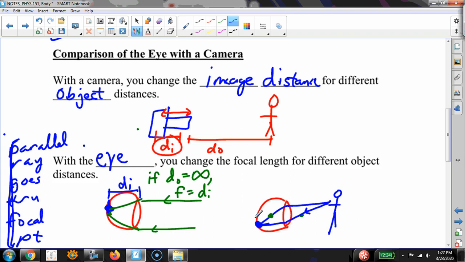Now, because they cross below the axis of the lens, and this would be the axis of the lens, sort of that center line, my image is going to be upside down like that. And that's just a fact of your eye, that the image in your eye is always upside down.